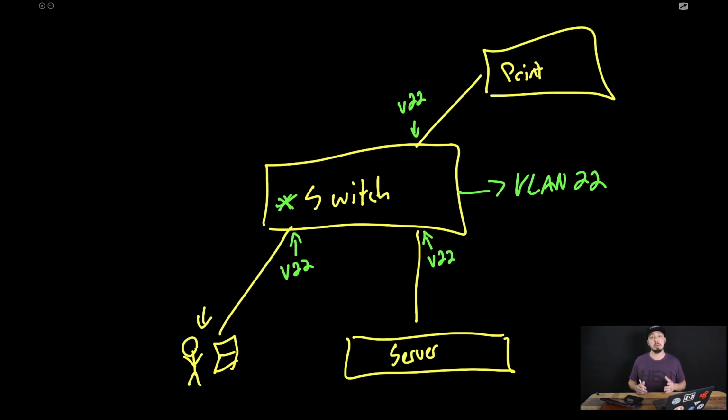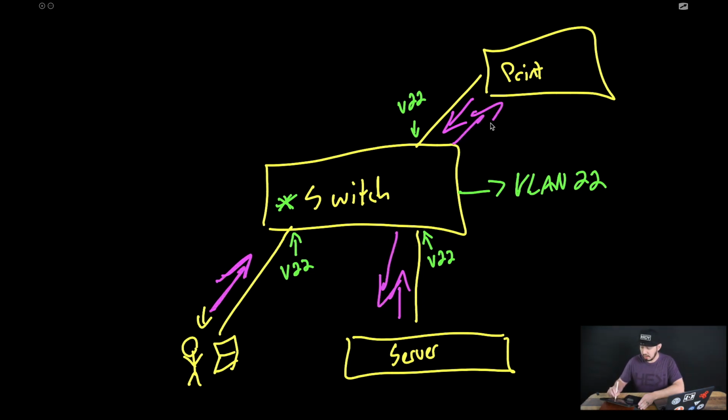Now, what this ultimately means at the end of the day is that anything that you broadcast out of any of these connected endpoints, so it could be from our little guy there, it could be from our server, it could be from our printer, anything you broadcast out will automatically be received and heard by anything else on the same VLAN. So if our little guy here broadcasts this out, that will be received by both our server and our printer because they're on the same VLAN.